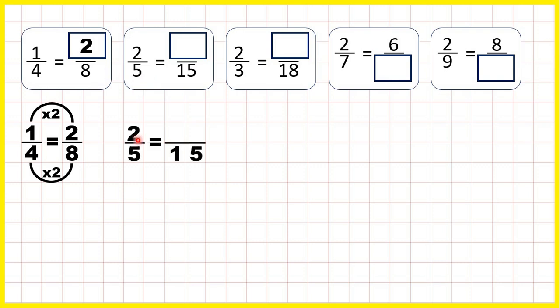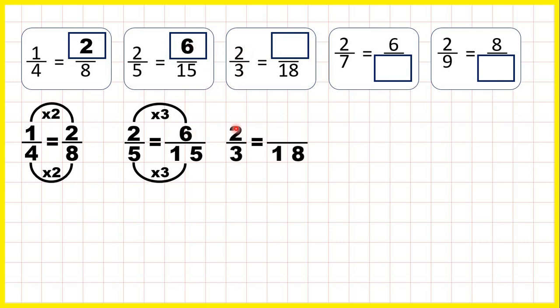Now we have 2/5, and we need an equivalent fraction with a denominator of 15. Now 5 times 3 is 15, so what we do to the denominator, we do to the numerator as well, and 2 times 3 is 6, so our numerator is 6.